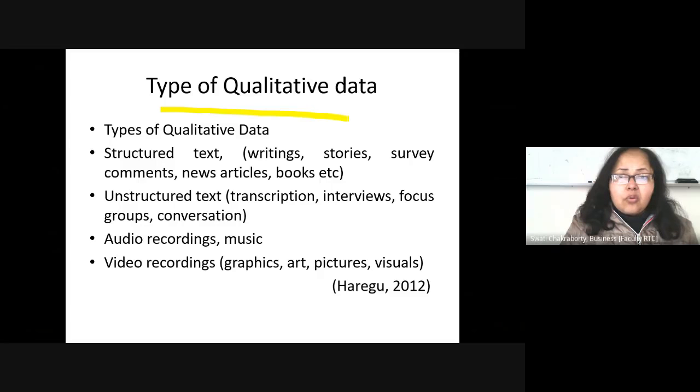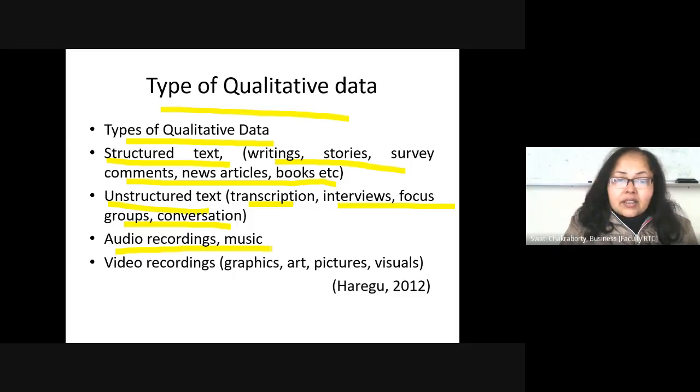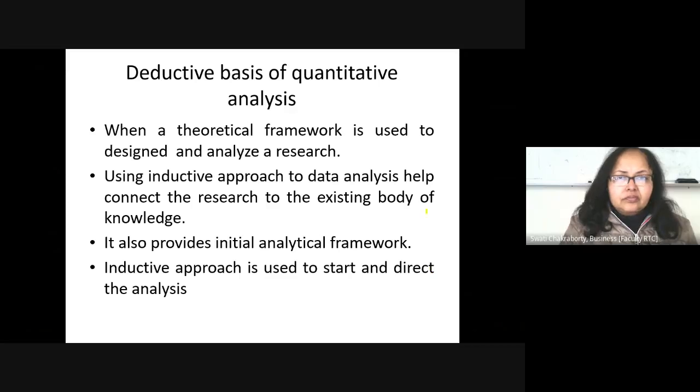The types of qualitative data that we have: it could be structured text, which is writing, stories, survey comments, news articles, books. It could be unstructured text, where we talk of transcriptions, interviews, focus groups, conversations that we have, sometimes audio recordings, music coming into play. Video recordings are also there, which talk of graphics, art, pictures, visuals.